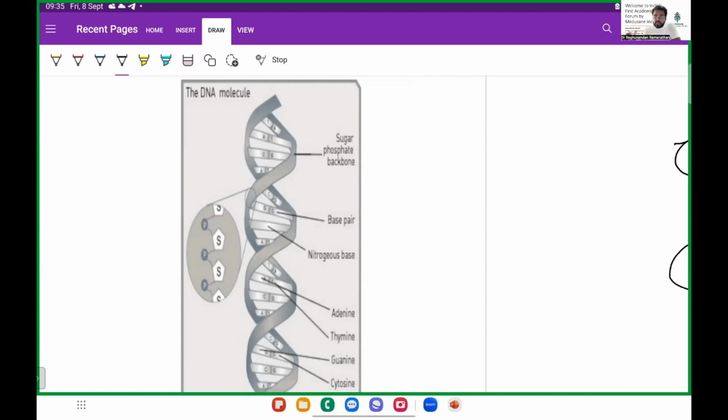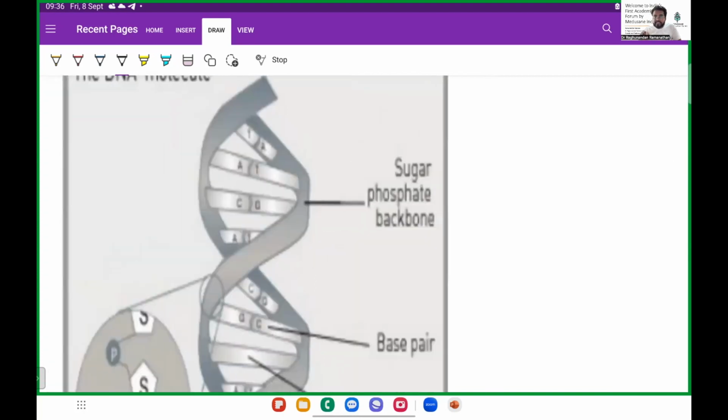The third rule is that between a purine and a pyrimidine there must be a hydrogen bond. Between adenine and thymine there is a double hydrogen bond, whereas between guanine and cytosine there is a triple hydrogen bond. To summarize: the number of purines should equal the number of pyrimidines; DNA is made up of only purines and pyrimidines; and the third is the hydrogen bonding. Between adenine and thymine you have a double bond, and between guanine and cytosine you have a triple bond.